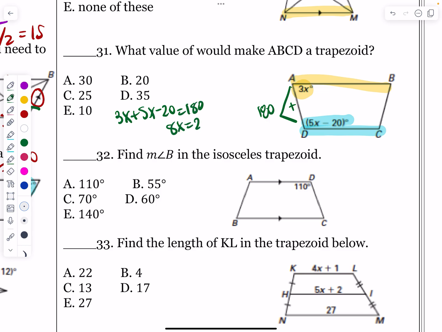So 8x equals 200. So x is going to be equal to 25, I believe. I'm going to type that in just to make sure. Yes, it is. Okay. All right, so that's going to be C.